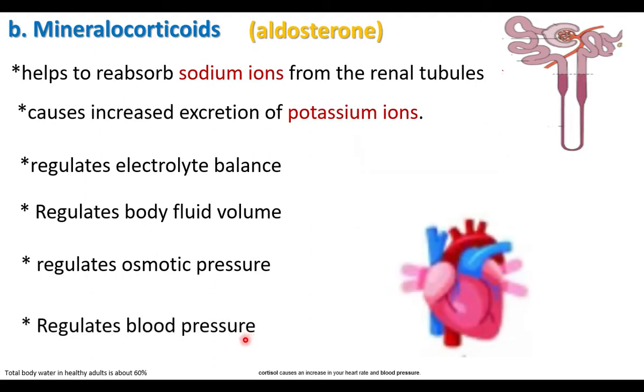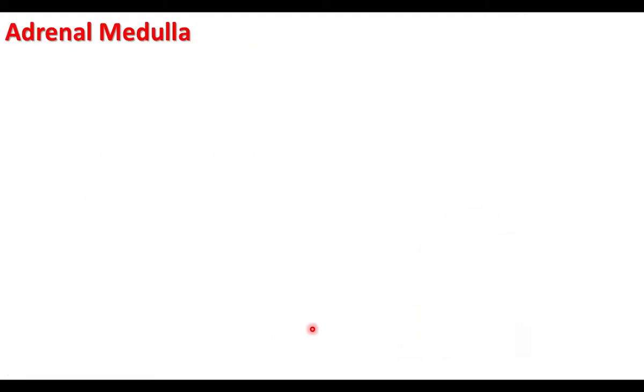And mineralocorticoids also regulate blood pressure. They increase the heartbeat rate, the speed of heartbeat, and increase blood pressure. Sodium ions will be kept inside the body, potassium will be eliminated from the body, and it regulates electrolyte balance, body fluid volume, osmotic pressure, and blood pressure.